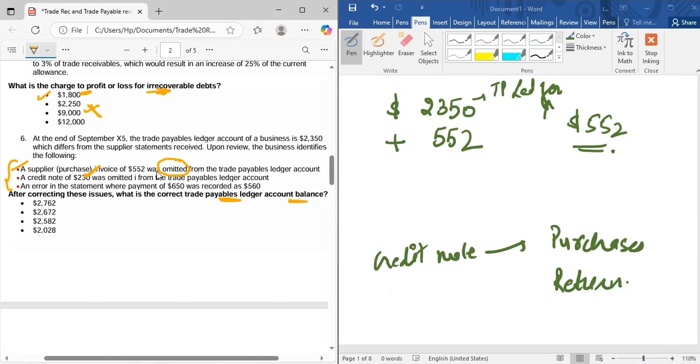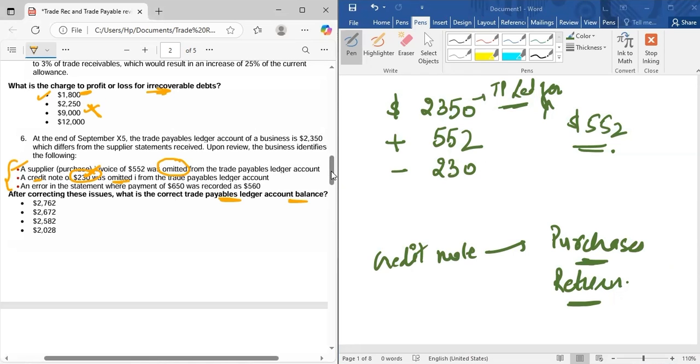So this was again omitted in the trade payables ledger. We forgot to record this 230. Here we will subtract it, because this is something extra which we initially recorded in our trade payables ledger account, but we do not actually owe this amount to the supplier, because we have returned the goods. This is a purchase return. So whenever you see the word credit, remember that we have returned the goods. We do not owe this 230 amount, so we will remove it.